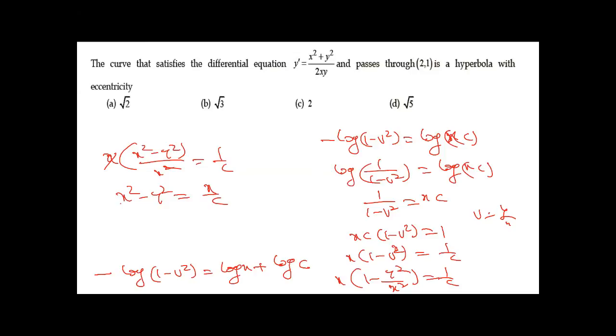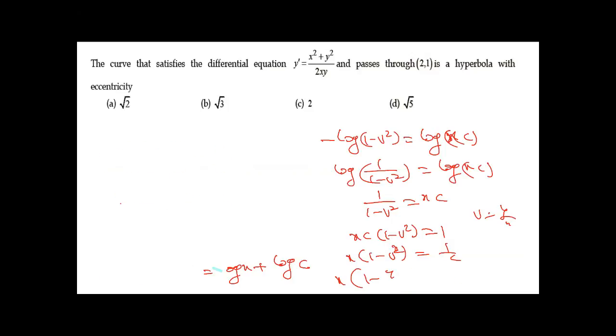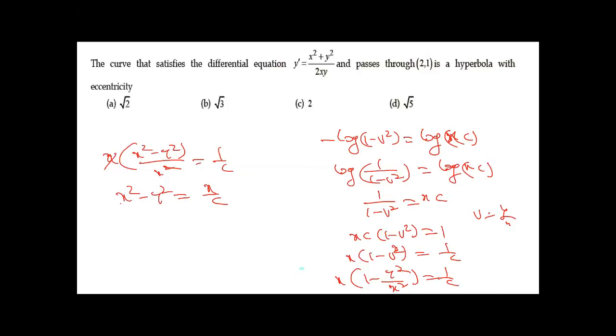What is this hyperbola? Anyone guess what type of hyperbola? x square minus y square. x square plus y square means circle. x square minus y square means hyperbola. It's a rectangular hyperbola. Yes. What is the eccentricity of a rectangular hyperbola? Yes, very good, root 2. This is a rectangular hyperbola.